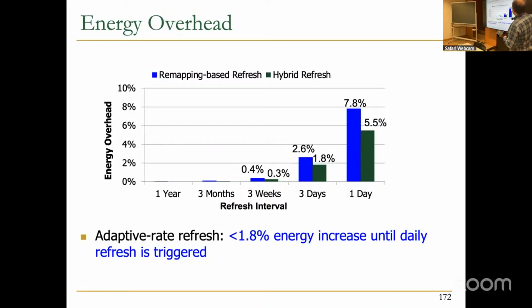Okay, and the energy overhead. Using adaptive rate refresh is still less than a 1.8% energy increase until daily refresh is triggered. So as long as you are refreshing less than once per day, your energy overhead is less than 1.8%. But at some point your block is so aged that you need to do it more frequently, like every day or even every hour, and then your energy overhead is going to be much higher.